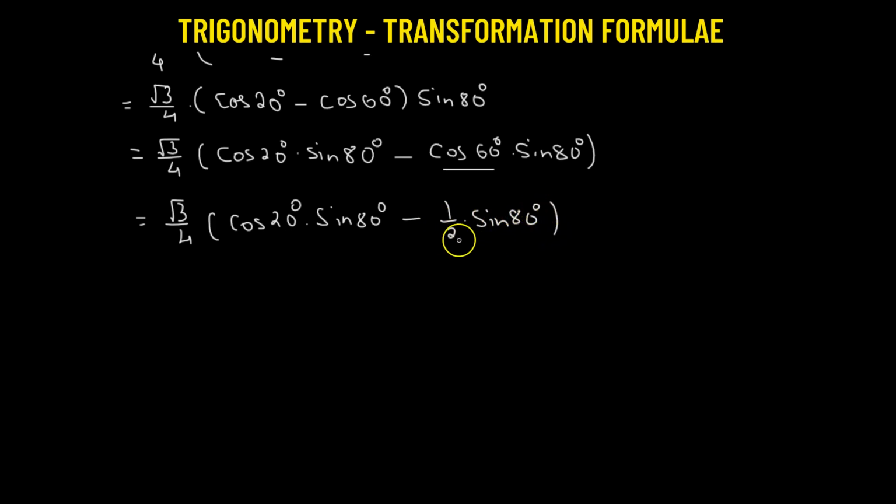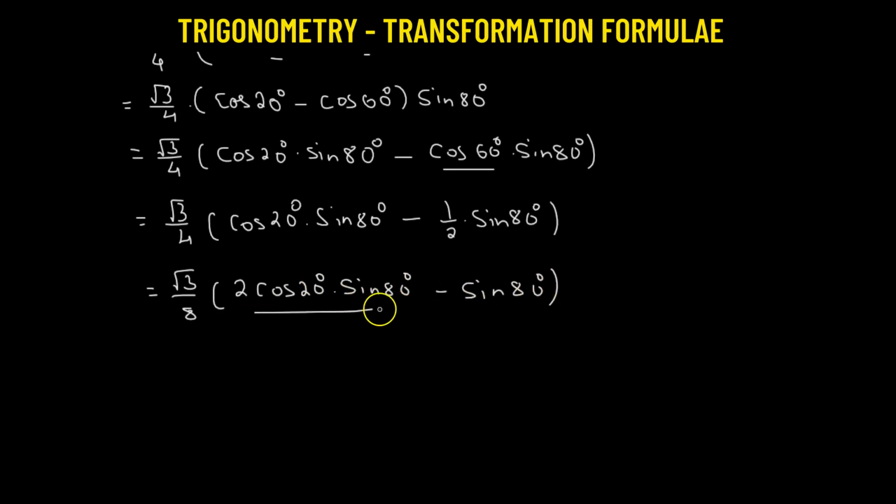What we can do is pull out the half from within the parentheses. That means we're going to factor out half. So we should get square root of 3 over 8 multiplied to 2 times cosine of 20 degrees times sine 80 degrees minus sine 80 degrees. Now here, if we observe this, this is also another transformation formula. Here we have the product of a cosine and a sine function. So let's use that particular formula: 2 times sine A times cosine B. That gives us the sum of two sine functions. So here we will consider that 80 degrees corresponds to A and 20 degrees corresponds to B.